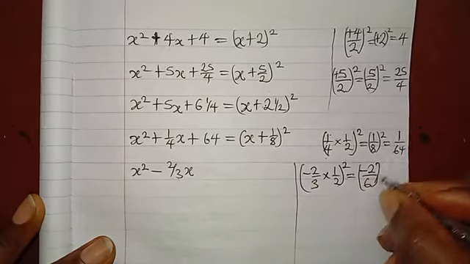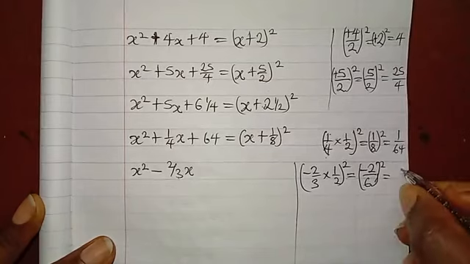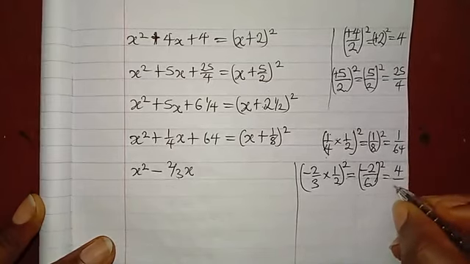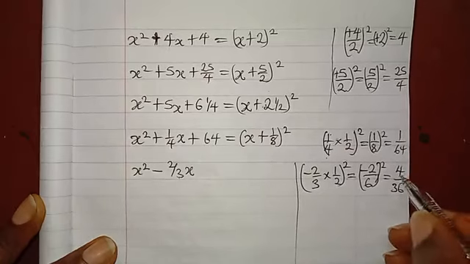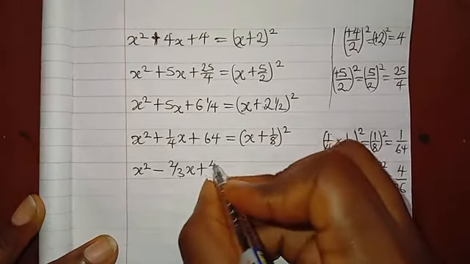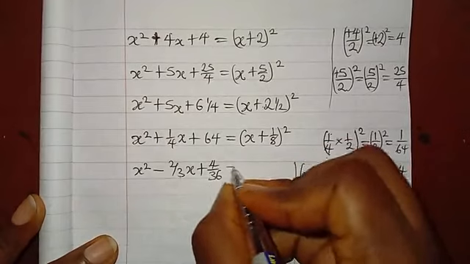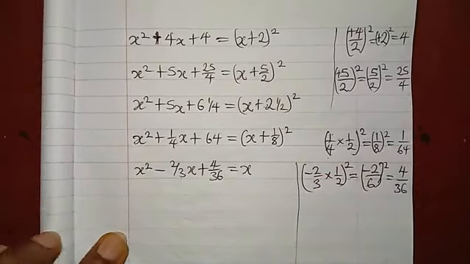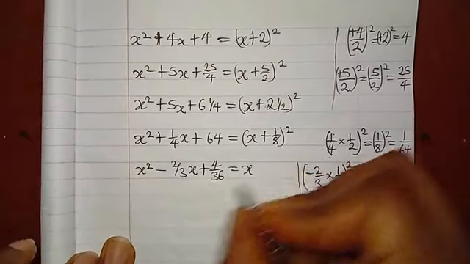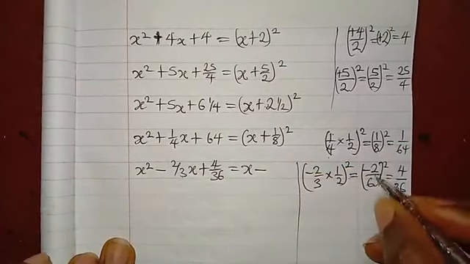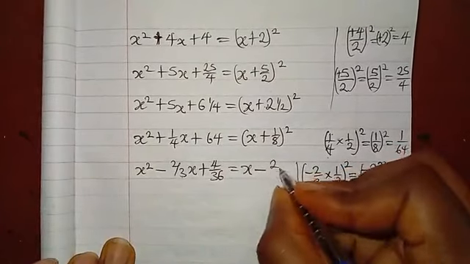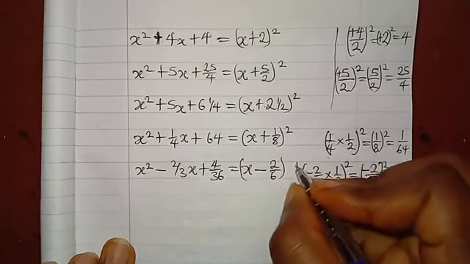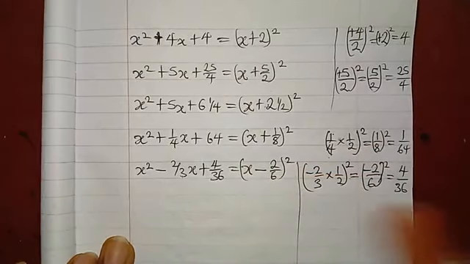And then we will square this, right? When we square, we are going to get 4 over 36. So this 4 over 36 is what we add to this expression to make it a perfect square. And the perfect square will look like this: x, remember, whatever sign is here should be here. That's minus 2 over 6, squared. So this is it.